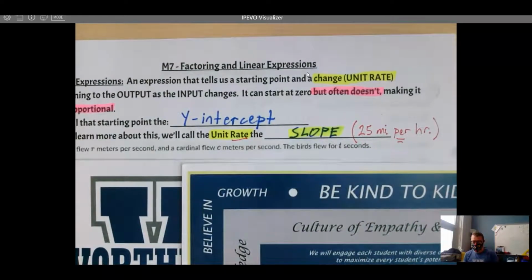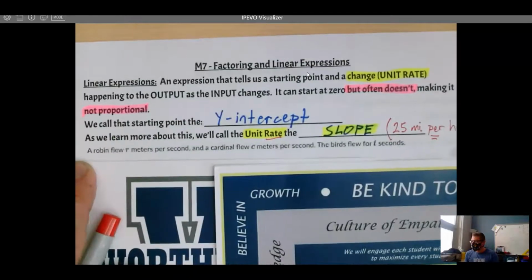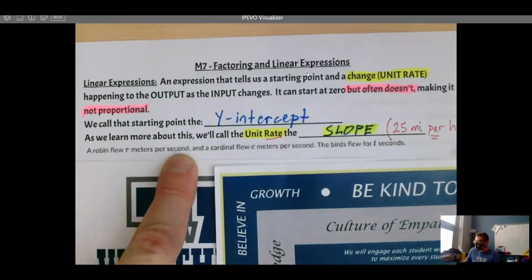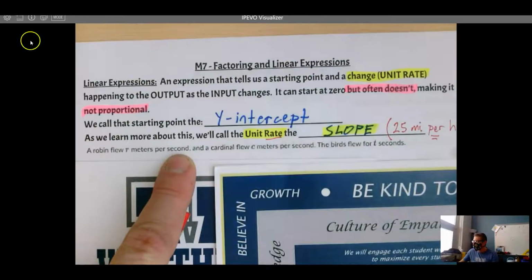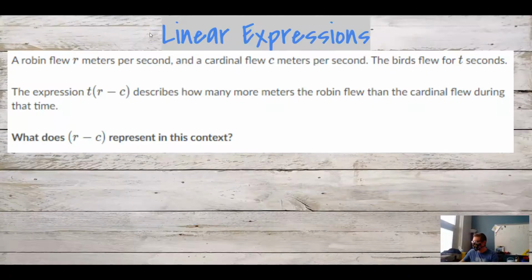So if we check out our situation down here, sorry it's so small. A robin flew R meters per second. A cardinal flew C meters per second. So take a moment to ask yourself, what does T times the R minus C describe? And what does just R minus C describe? Take a moment, write it down on your paper.